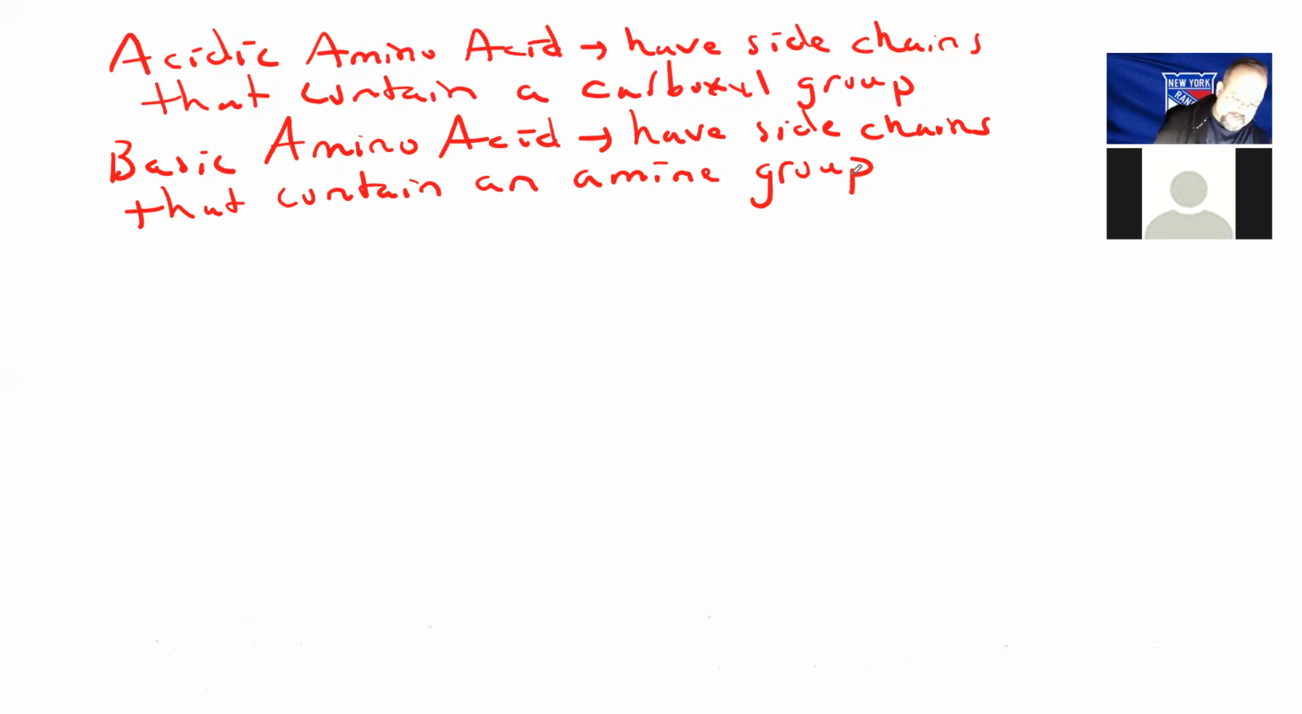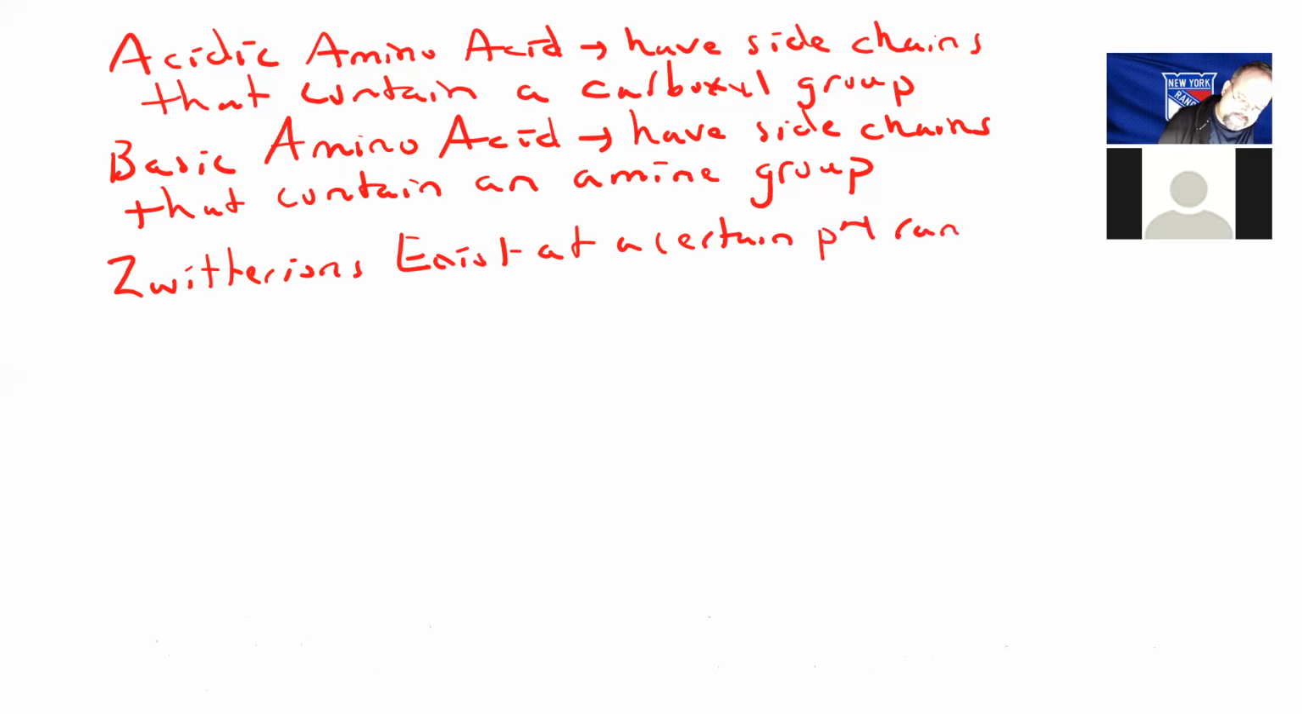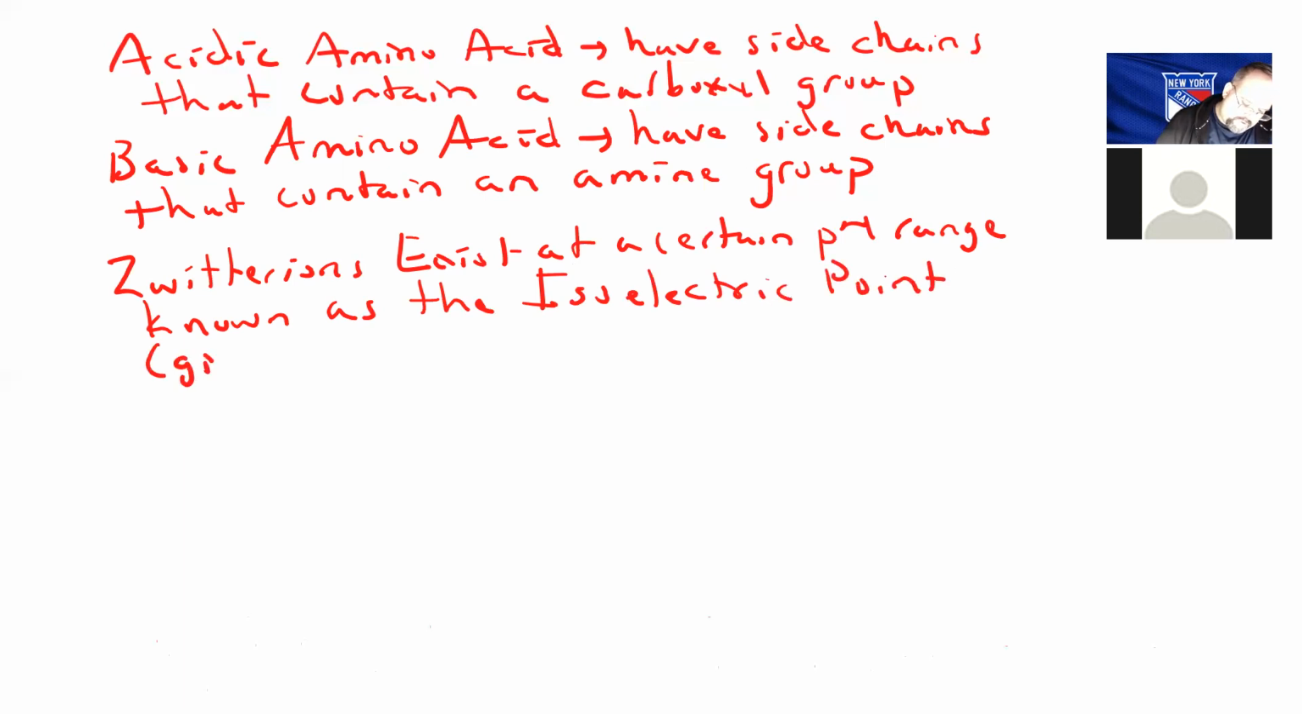Okay. Now, Zwitter ions exist at a certain pH range known as the isoelectric point, which is usually given as a singular value and abbreviated as PI.